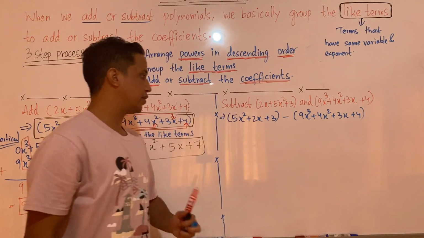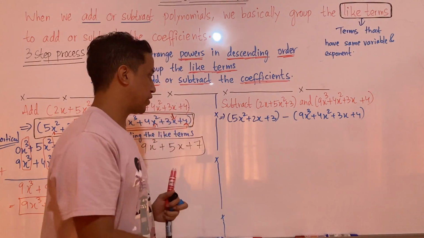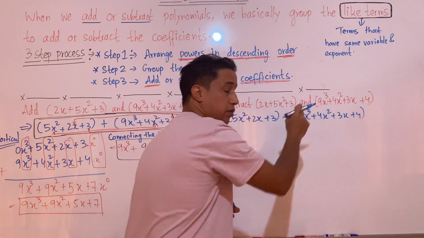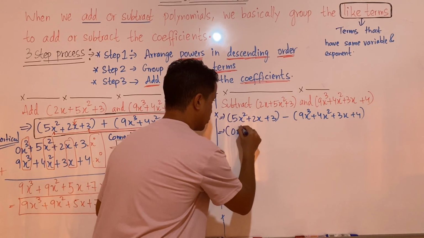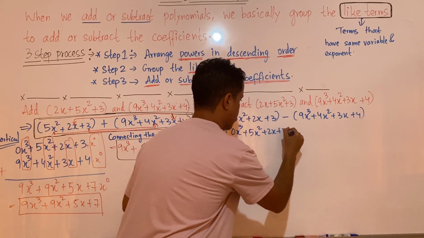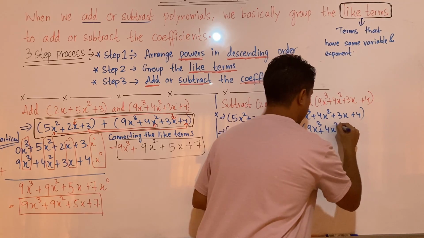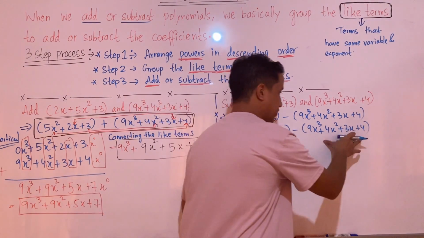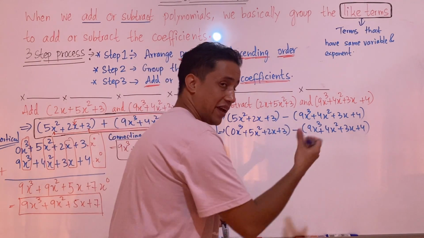Now see here, in this expression I do not have any term that contains the variable raised to the exponent 3. So I can do something to make this expression look like this without losing its nature. So here would be 0x cubed plus 5x squared plus 2x plus 3 minus 9x cubed plus 4x squared plus 3x plus 4. Now I have this expression, I have this expression. I can use any method. I can use the vertical method, I can use the connecting like terms method.